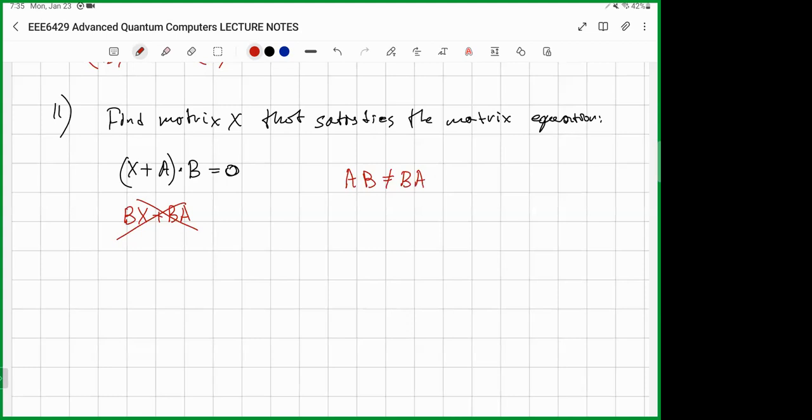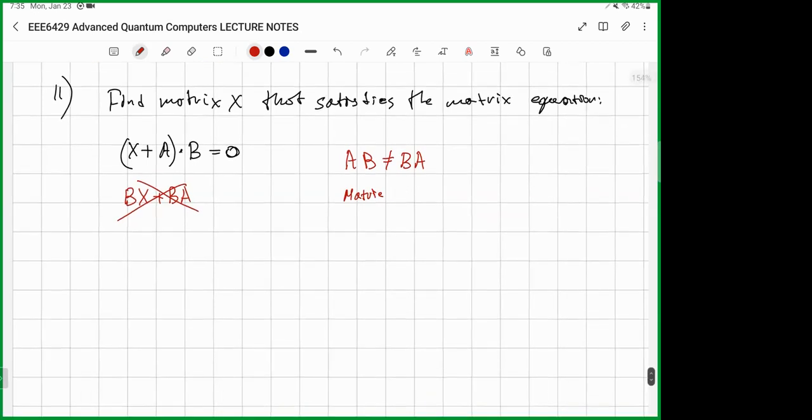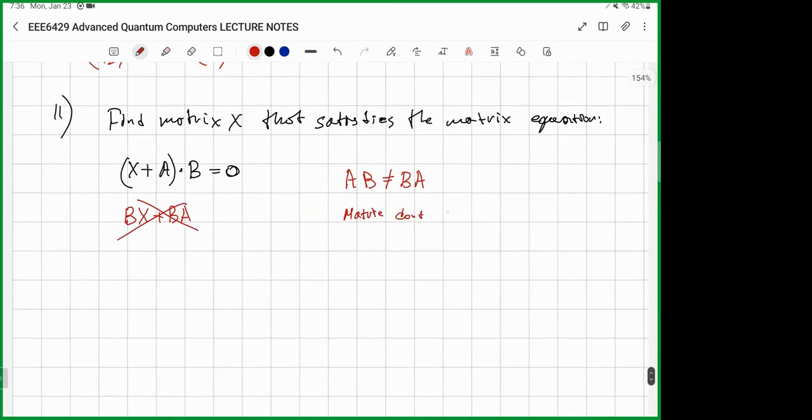So we say that matrices, in general, don't commute. Meaning that the result of a product A by B is not equal to the result of the product B times A. So this is an important point here.